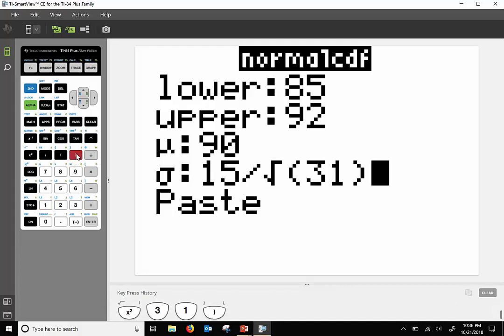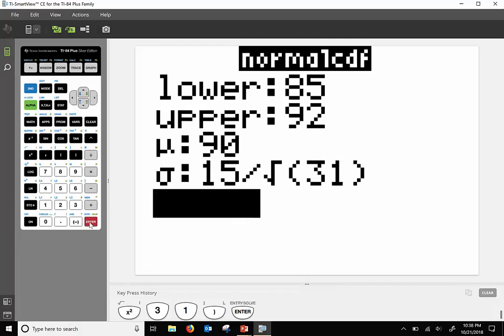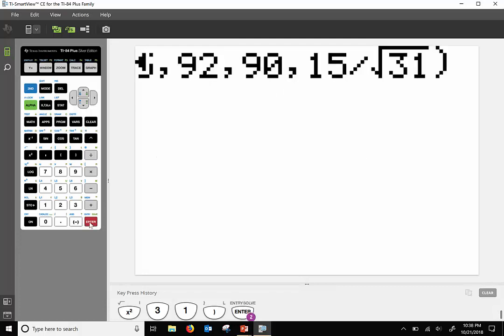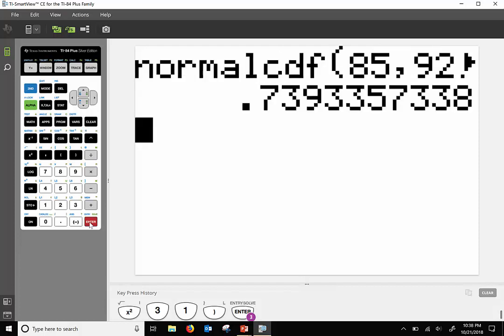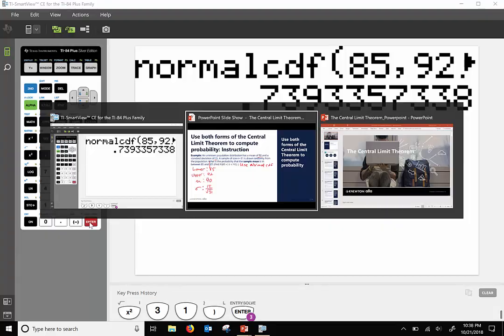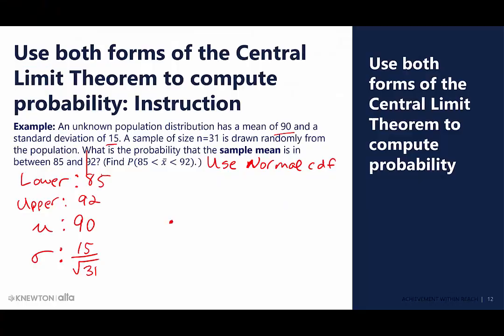And yes, you guys know the issues with rounding. Put in 15 divided by the square root of 31. Don't calculate that standard deviation beforehand. Just go ahead and throw it all in there. Once again, if your calculator is not updated, remember you have to put those 4 values in that order: lower, upper, mean, standard deviation, comma separated. We hit enter, and there we go. To 3 decimal places, we get a probability of 0.739. So this answer is 0.739.